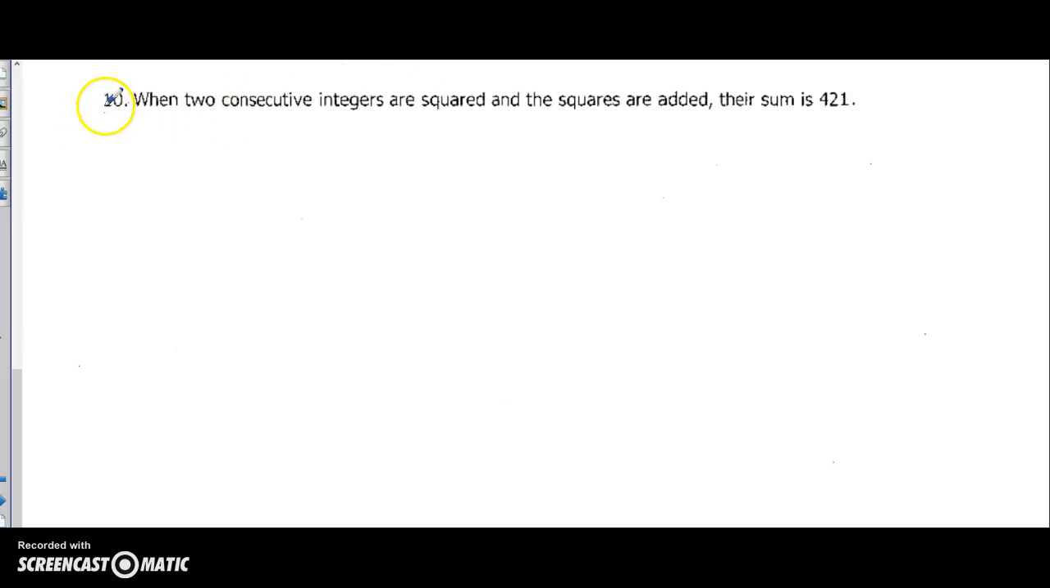Okay, welcome to Unit 1B, Day 7, Part 2. So these are the word problems.